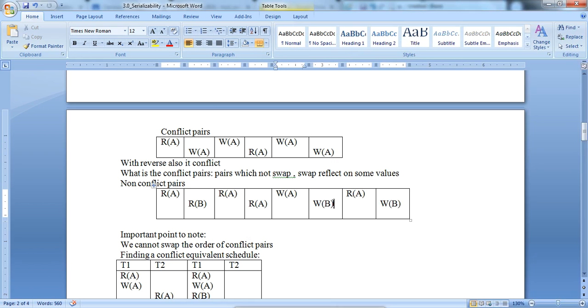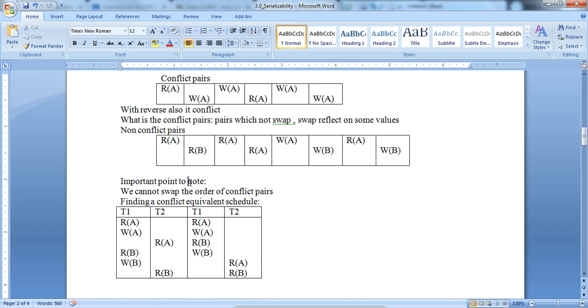Okay. Then the values are different, right? Values are different, A and B. That's why it's again a non-conflict. Again read A, write B. Again the values are different. That's why it's again a non-conflict pair. This is simply the concept of conflict pair and non-conflict pair.